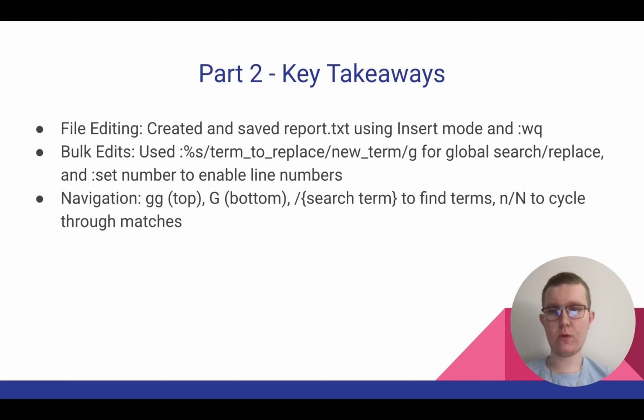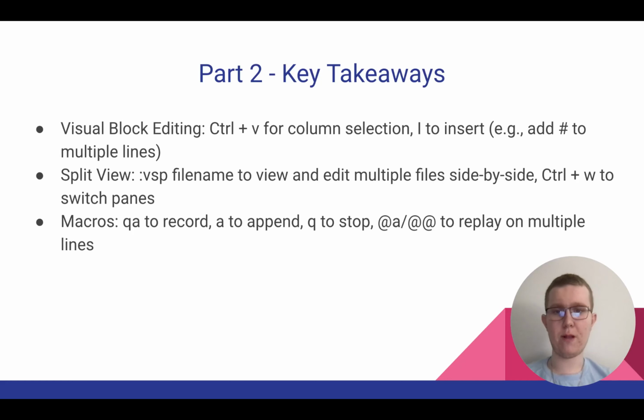So for navigation, to get to the top of the document, we use gg. To get to the bottom of the document, we use G. Then we use /search term to find any terms that we were searching for. And then to cycle through matches, we use lowercase n and uppercase N. For visual block editing, we use Ctrl+V to enable column selection, and I to insert, such as adding a hashtag to multiple lines, like you saw we did.